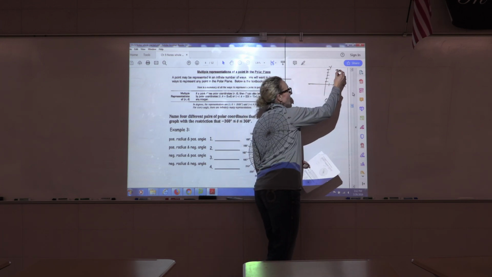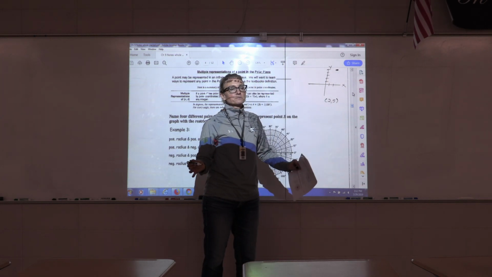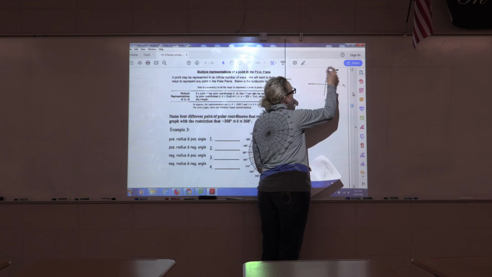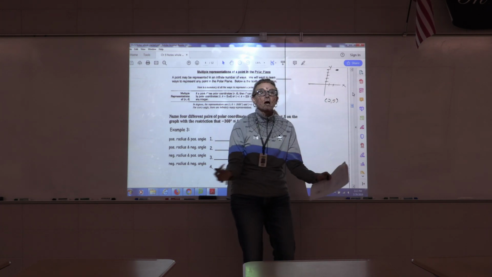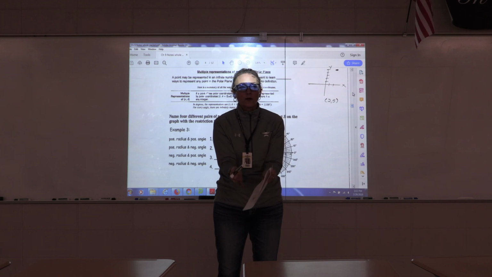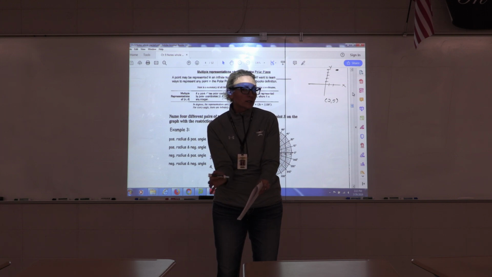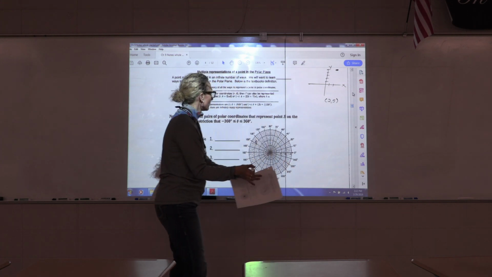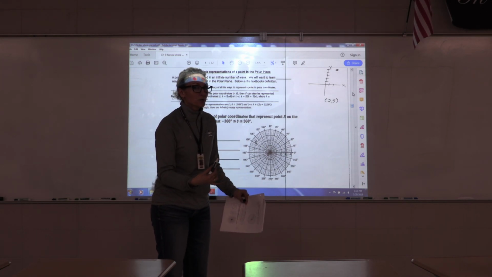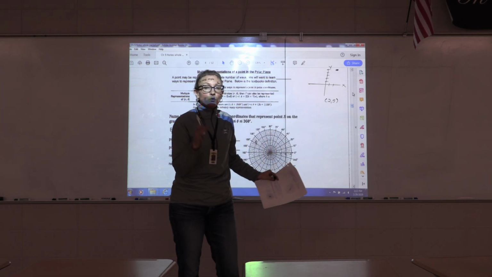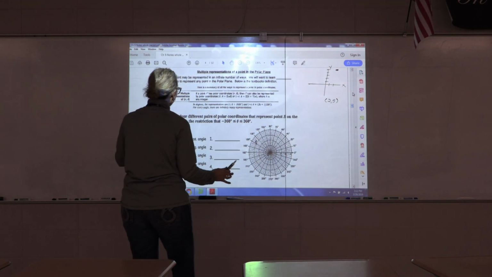Is there any other way that I could get to that point besides calling it 2, 5? Any other way? Is there any other way that I could get to that location other than calling out 2, 5? There's not. The only way that you can get to that point is by calling out x is 2, y is 5. What's awesome about the polar coordinate system is that we can have a point graphed and it can have multiple names. So instead of one name for one point, we can have a point that has multiple names, multiple coordinates. And that's what we're going to do here.